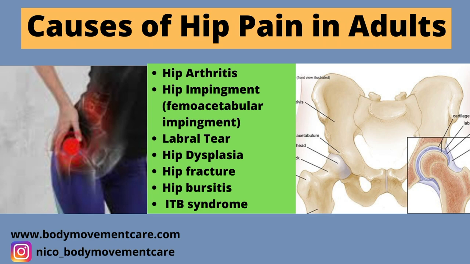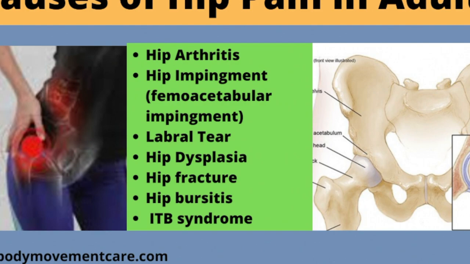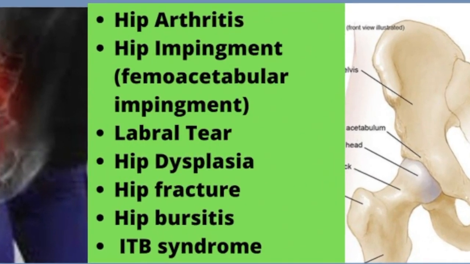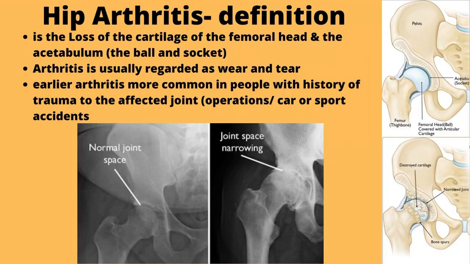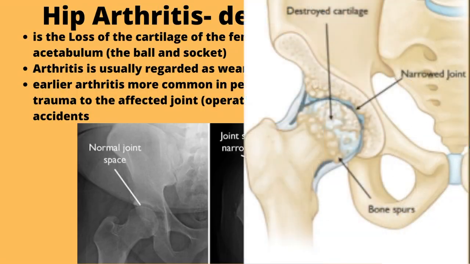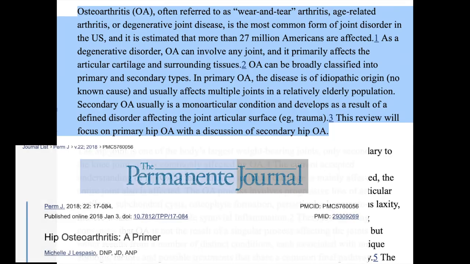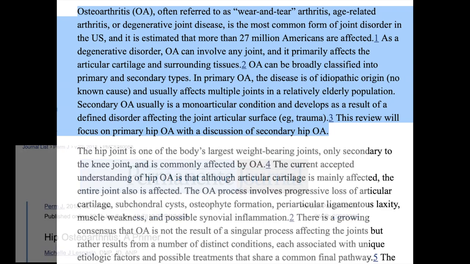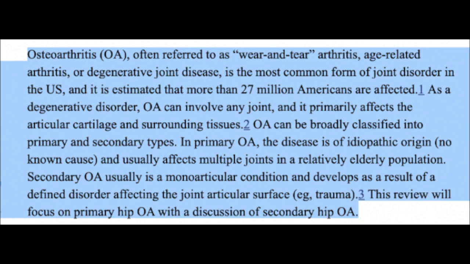These are some of the most common musculoskeletal conditions affecting the hip joint. We're going to start with hip arthritis. Hip arthritis is the wear and tear of the articular cartilage. Arthritis of the hip can be primary or secondary. Secondary is due to something else, such as a dislocation, a fracture, or an operation, etc.